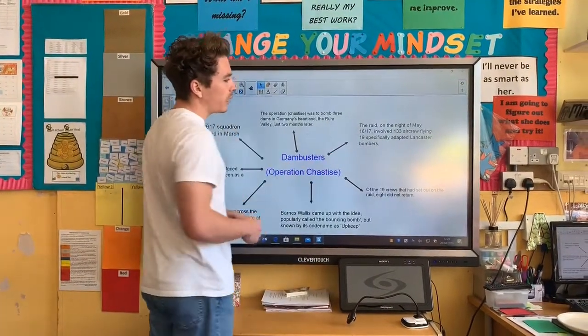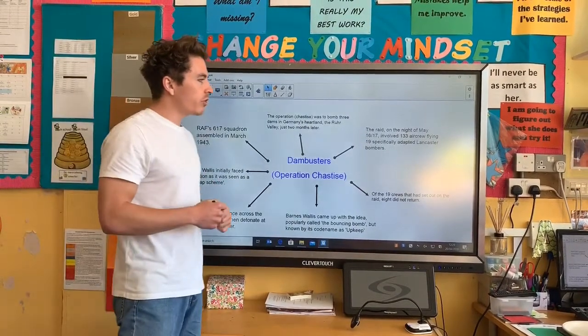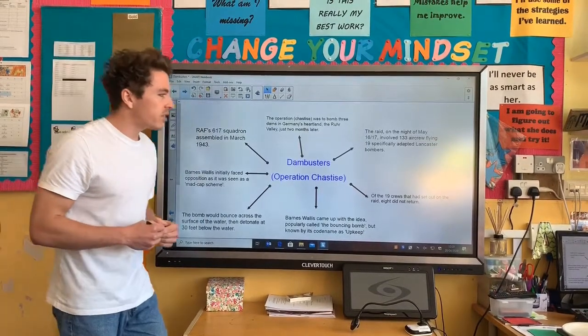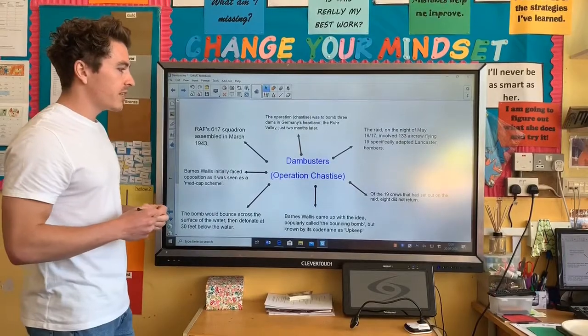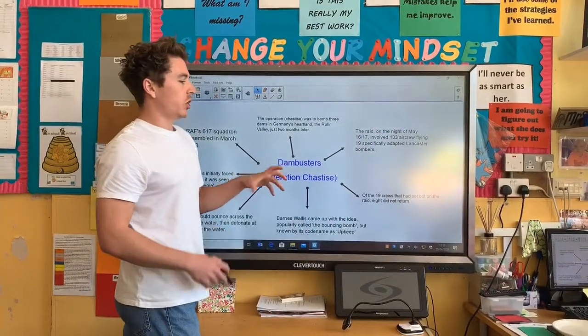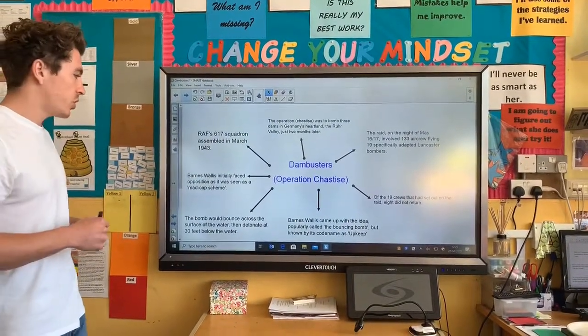The raid took place on the night of May 16th and 17th, and it involved 133 aircrew flying 19 specifically adapted Lancaster bombers. Of the 19 crews that set out on the raid, 8 did not return, and that shows the danger and the kind of bravery that these men showed by going on this mission.